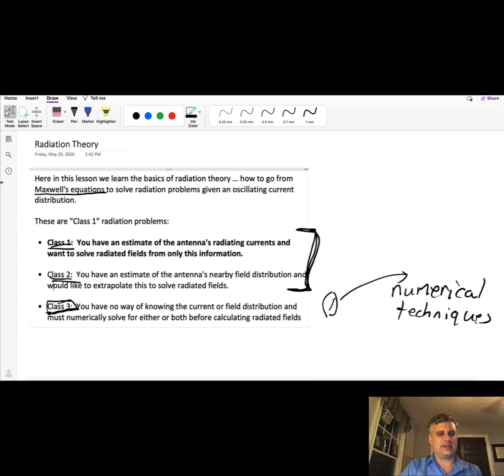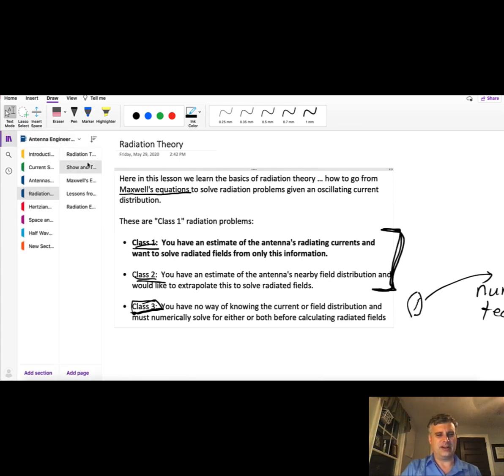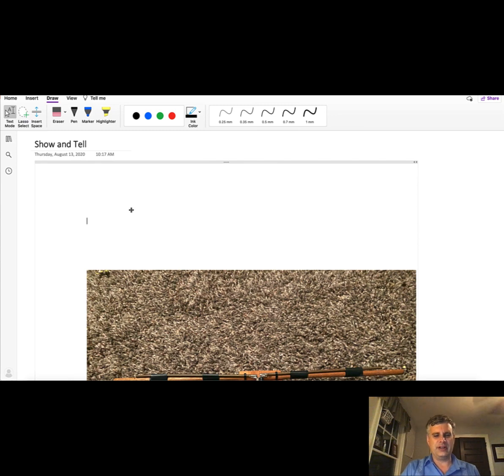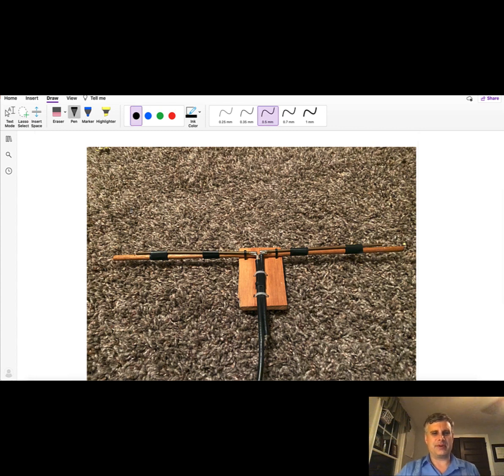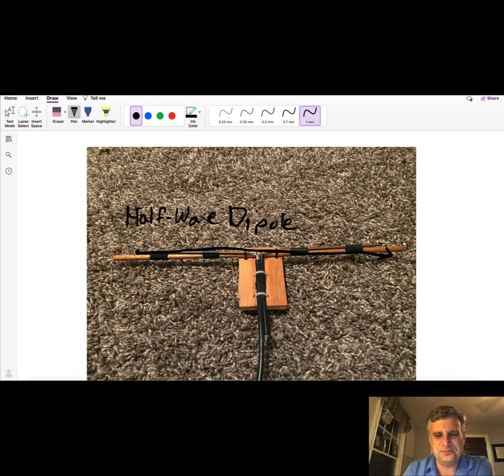Okay, so let's start with show and tell like we always like to do here at Antenna Engineering. Here I have a picture of an antenna type called the half-wave dipole. We call it the half-wave dipole because this metal part here, which starts over here and goes all the way down to here, made out of some nice brass rod that some student found at a hobby shop or Home Depot or something like that.